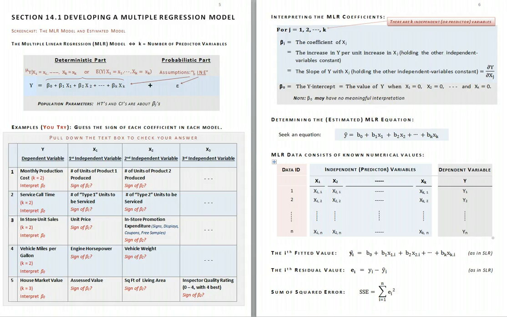Now that we've discussed the multiple linear regression model, we'll describe the estimated multiple linear regression model. The task involves obtaining the estimated multiple linear regression equation y hat equals b0 plus b1 x1 plus b2 x2 plus etc. out to bk xk that best fits a given data set using the method of least squares.